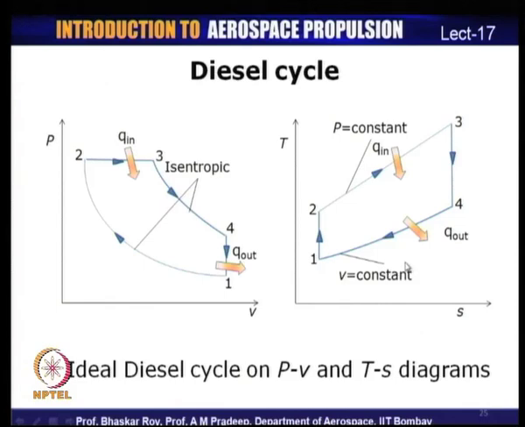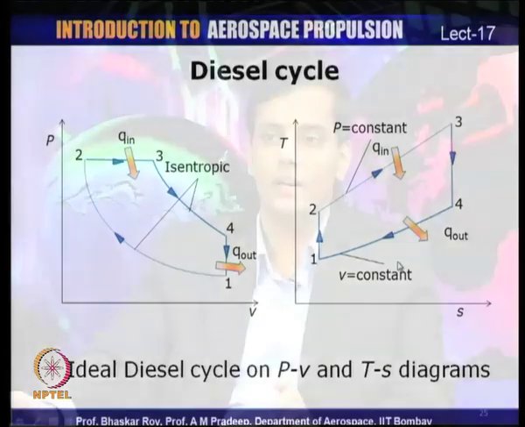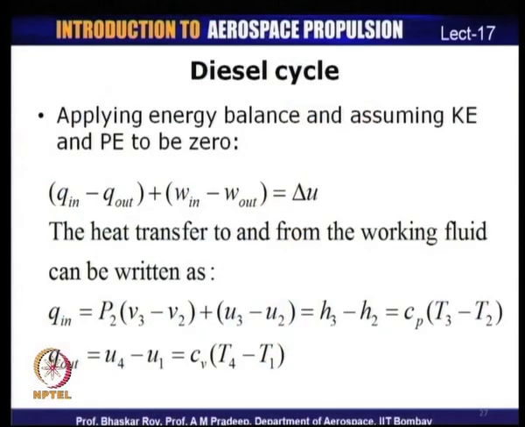So, these are four different processes which constitute the diesel cycle, and as I mentioned, it differs from the Otto cycle only in the second process, which is the heat addition process. Other processes remain the same. We will now derive expression for the thermal efficiency of a diesel cycle in a manner which is very similar to that of the Otto cycle. Basically, we will be carrying out an energy balance across the cycle and account for the different work and heat interactions.